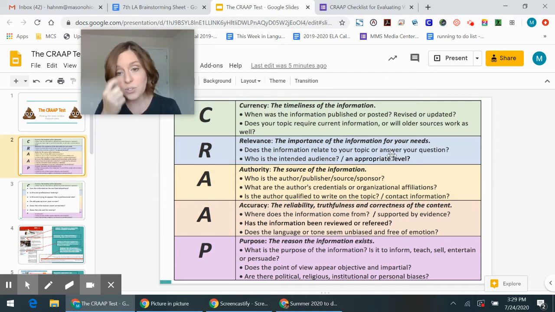What are the author's credentials? And then, is this author qualified to write on this topic, or are they qualified based on their organization or whatever? Okay, our next A is accuracy.